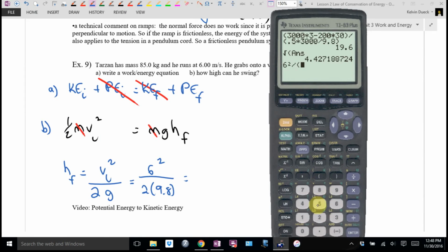6 squared divided by 2 times 9.8. And I get 1.84 meters.